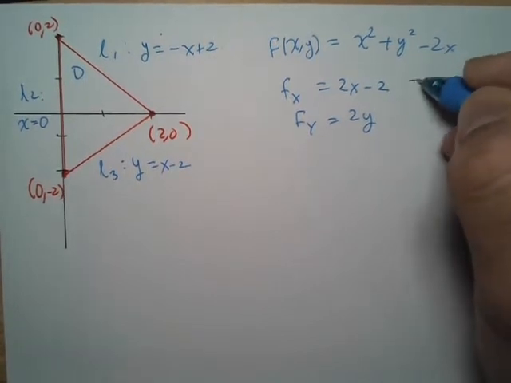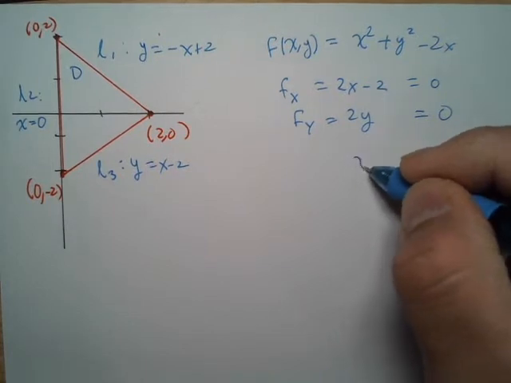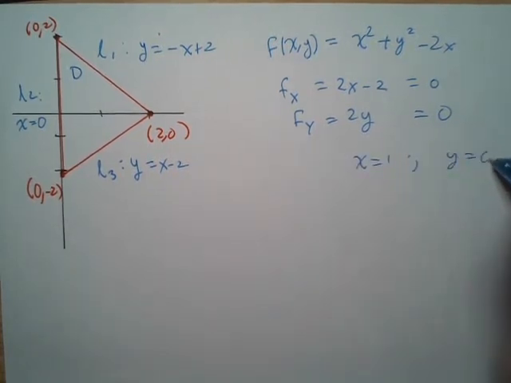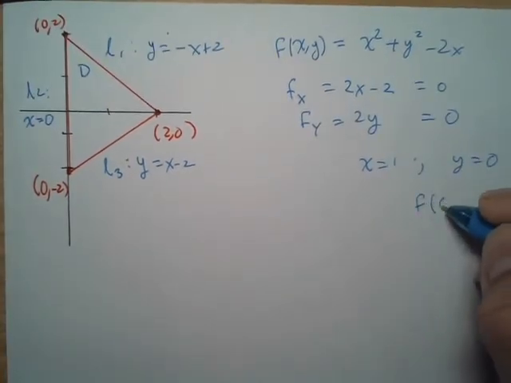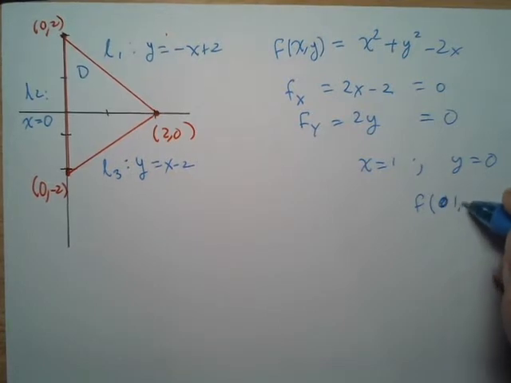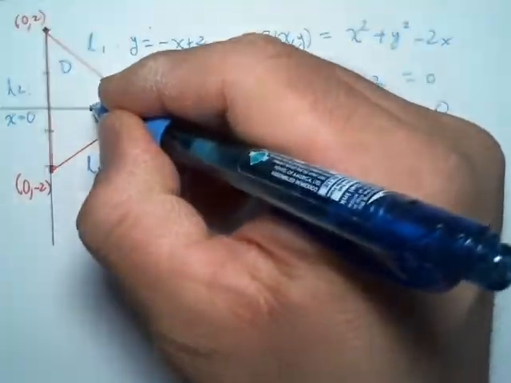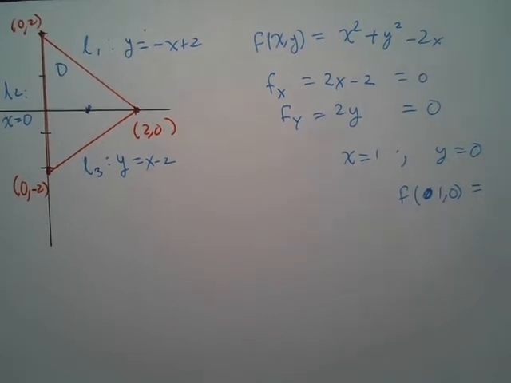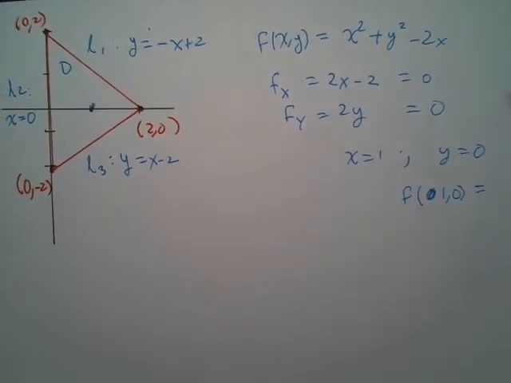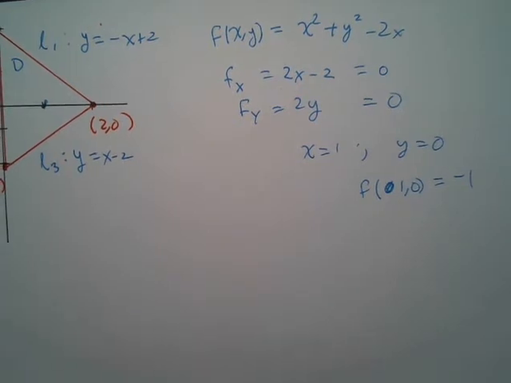All right, and now we set each of these equal to 0. When we do that, we get x equals 1, y equals 0. That is going to be one of our points of interest, somewhere right here. So we plug it into our function, and we get 1 plus 1 is 2, and then minus 2, we get negative 1. Okay, so that's one point on the surface that we have the value for.